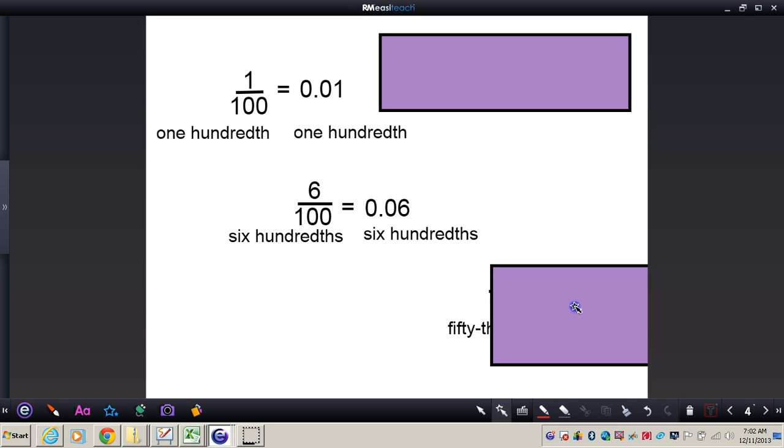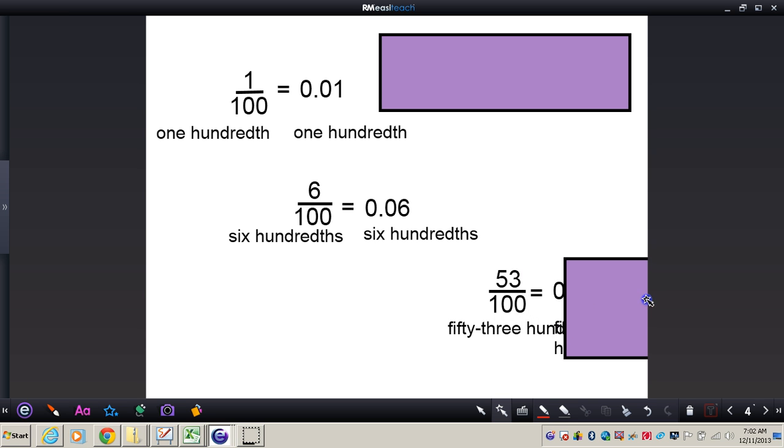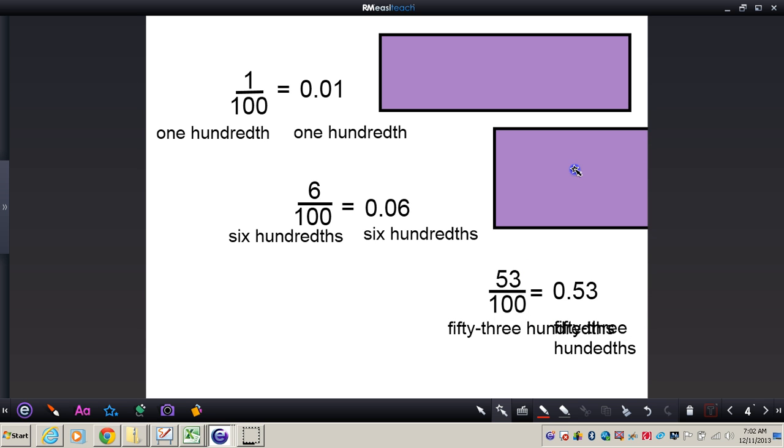Now taking a look at my next one, 53/100ths. Got kind of mixed up here. Let me see if I can move that. There we go. 53/100ths there, 53/100ths here. So 53/100ths, that means it's just 0.53 for 53/100ths there.